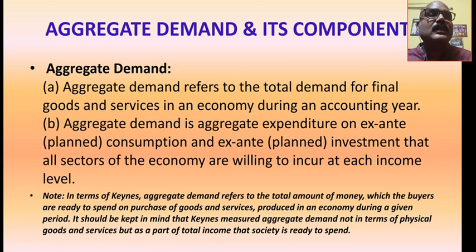It means it is the expenditure of all sectors. So what are the sectors? There are 4 sectors in an open economy: household sector, firm sector, government sector and rest of the world sector. So it is the demand of all sectors of an economy that they are willing to incur at each level of income.